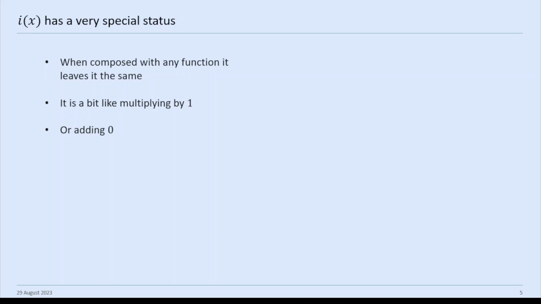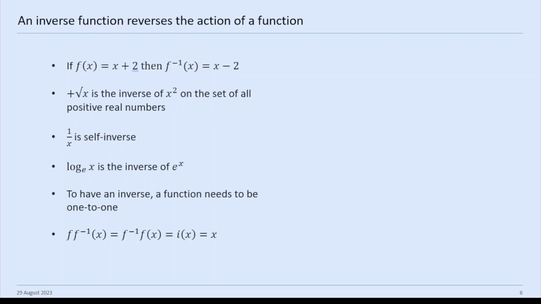So if we multiply 8 by 1 we get 8, multiply a million by 1 we get a million, and if we add 0 to any number we just get the same number back. And composing with i of x is the same, it's an identity. It doesn't change the thing.